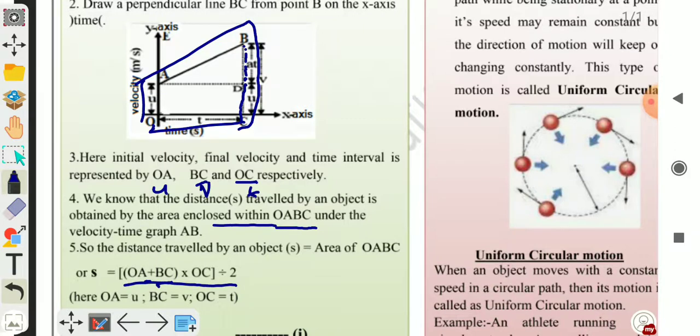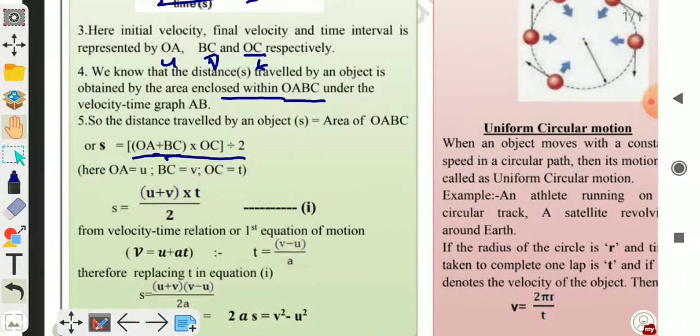Here OA is u. Now write in terms of u, v and t. So we will get s equal to, OA is u, BC is equal to v and OC is equal to t. When we present this equation in the form of u, v and t, we will get s equals (u plus v) into t upon 2. This is the first equation.